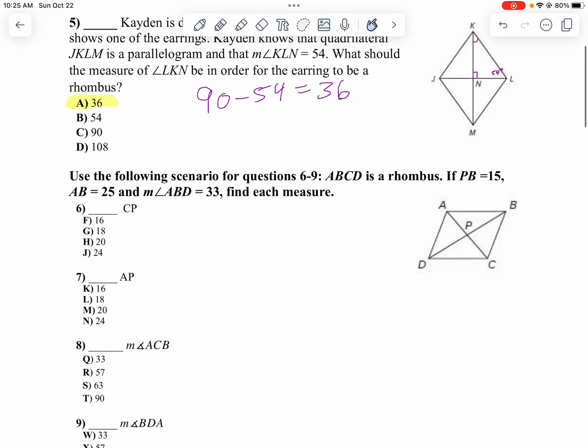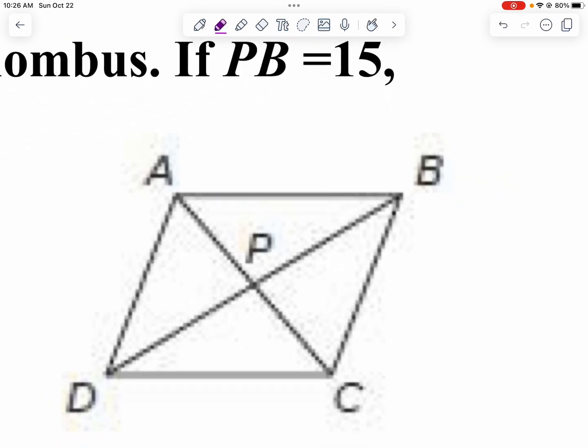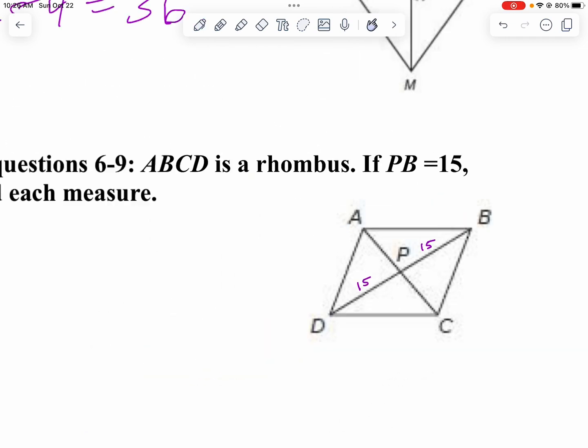Now let's take a look at the second one. We've got a rhombus here again. And this time we know P to B is 15. And I think I'll do the same thing I did before. Well, since it's a rhombus, I like the pen. P to B is 15. So that tells me P to D is 15.